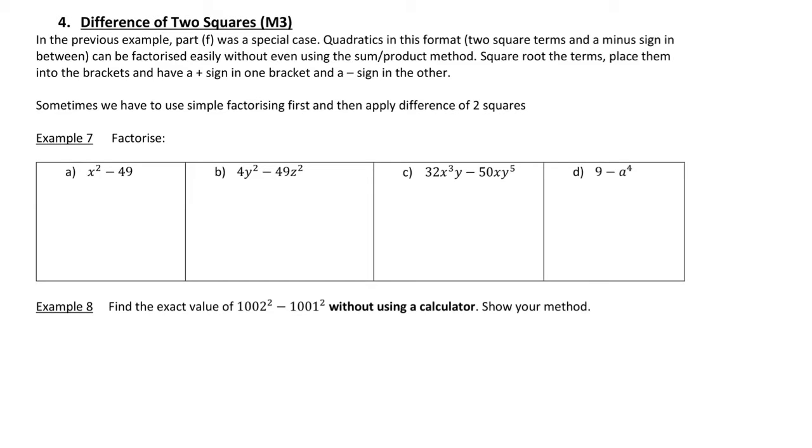Factorising using the difference of two squares. So the previous example that we had looked at was to factorise x squared minus 16. And for that we said we could write it as x squared plus 0x minus 16.